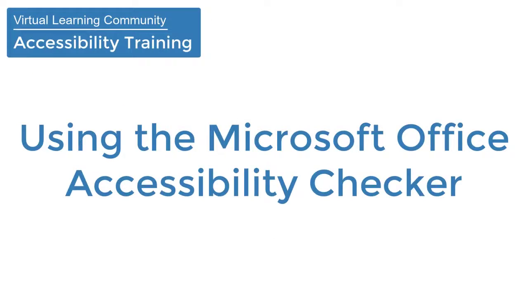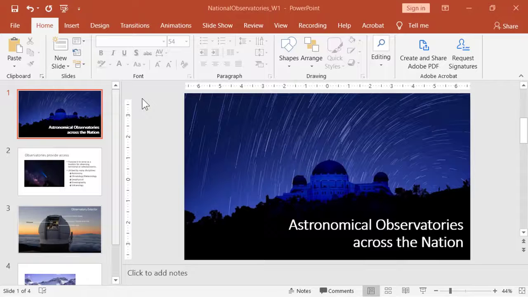Using the Microsoft Office Accessibility Checker. Microsoft Office's Accessibility Checker is a useful tool for verifying the accessibility of your content. The Accessibility Checker can point out common accessibility errors, such as the absence of alternative text or a missing header row in a table. And the ideal time to use the Accessibility Checker is after you've applied accessible design techniques to your content, so it can help spot anything you may have missed.